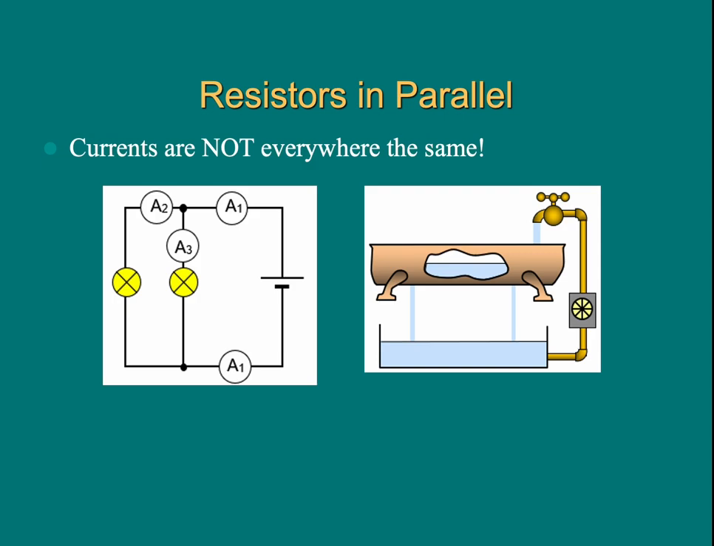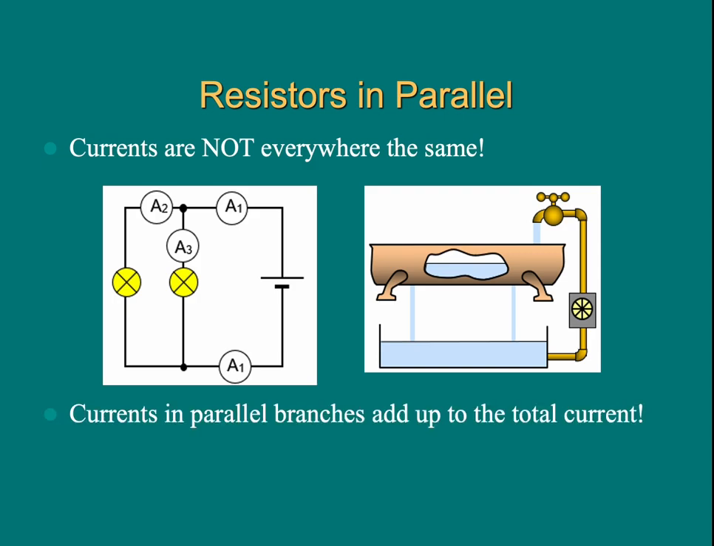The number of charges flowing through the main branch A1 has to be equal to the sum of the charges flowing through branch 2 and branch 3. So A1 has to equal A2 plus A3 in this example. On the other hand, the potential over parallel branches is the same.